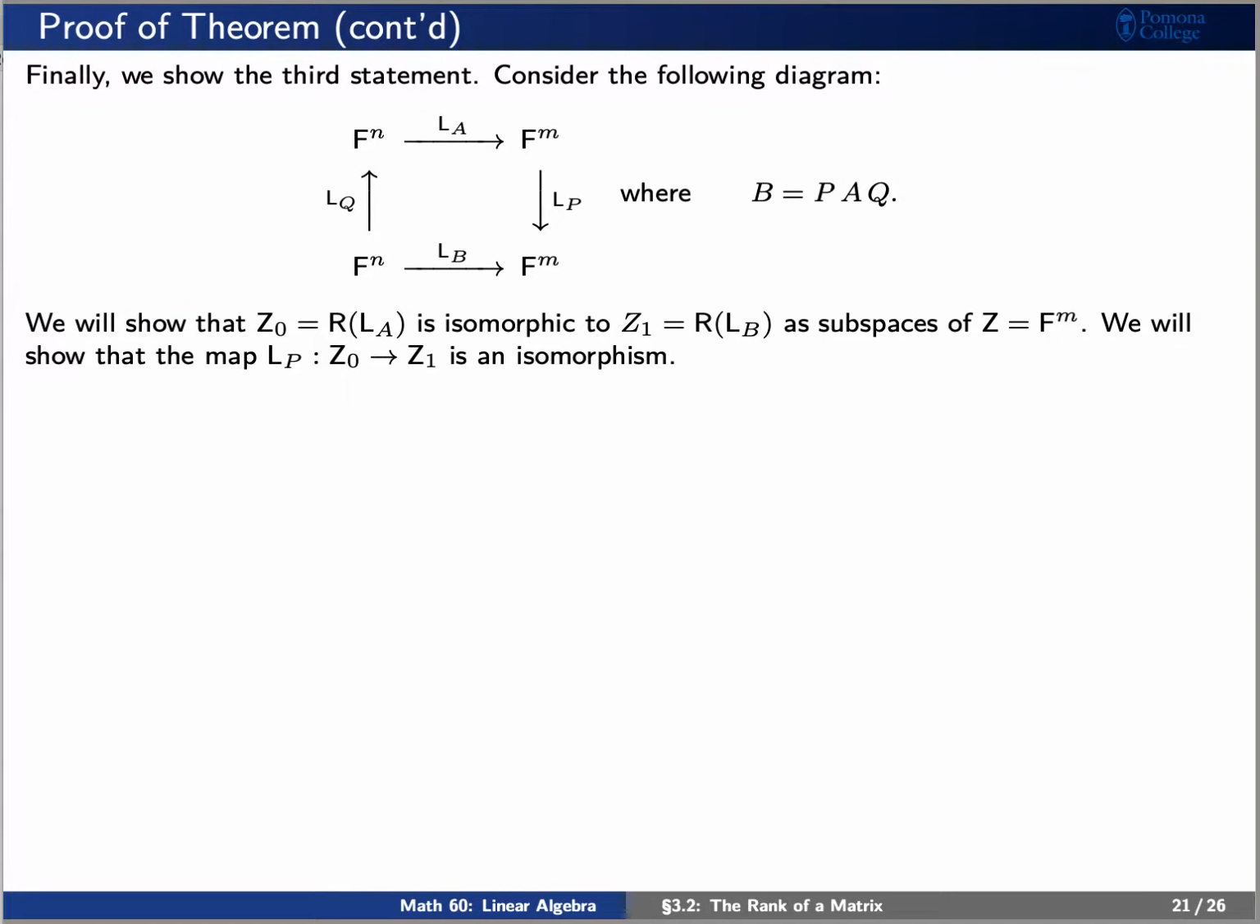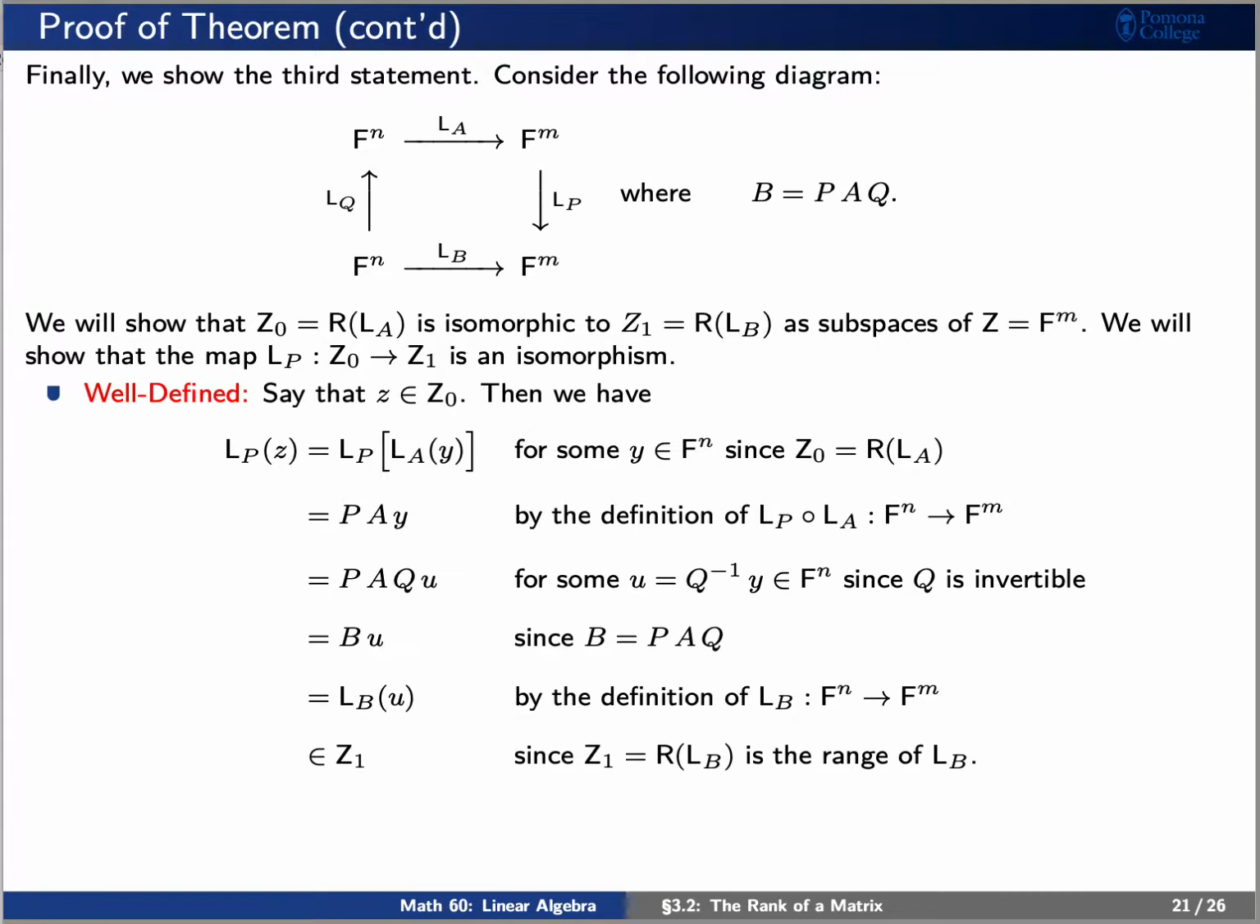We're going to show that Z0, the range of L_A, which is a subspace of the upper right-hand corner, will be isomorphic to Z sub 1, the range of L_B. This is a subspace of the lower right-hand corner. Both of these will be subspaces of Z, which if you recall is F to the M. We're going to prove that left multiplication by the matrix P is our desired isomorphism.